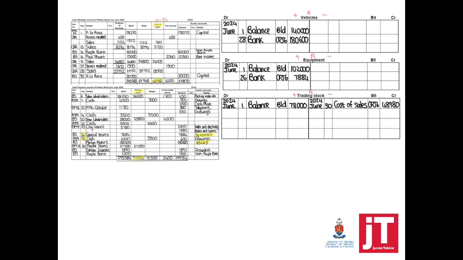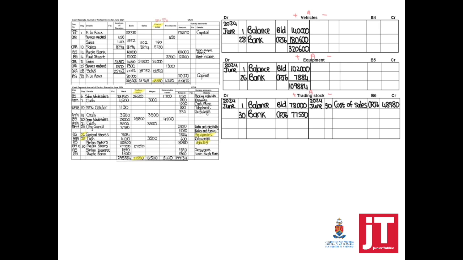From the CPJ, it means our assets will increase because we've purchased trading stock. This happens, both of them, on the last day of the month. When you're done posting from the journals, we can balance the account. Vehicles, there was nothing on the credit side, so just draw a line and total. The same as with equipment.